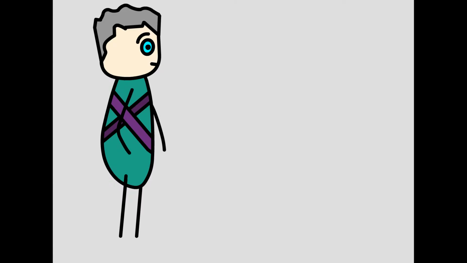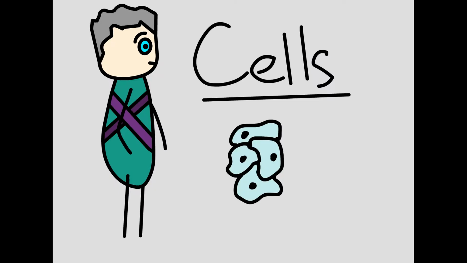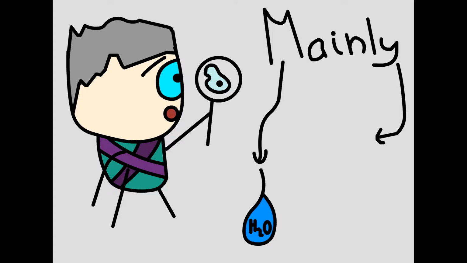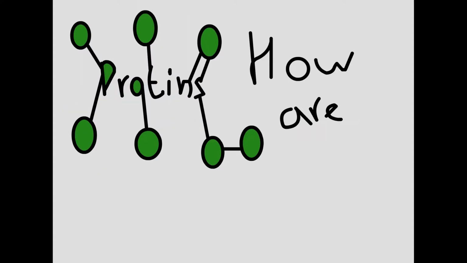Every one of our cells, even Gary, is made up of these tiny little building blocks called cells. If we look closely, our cells are mainly made out of two things, water and proteins. Proteins! How are they made?